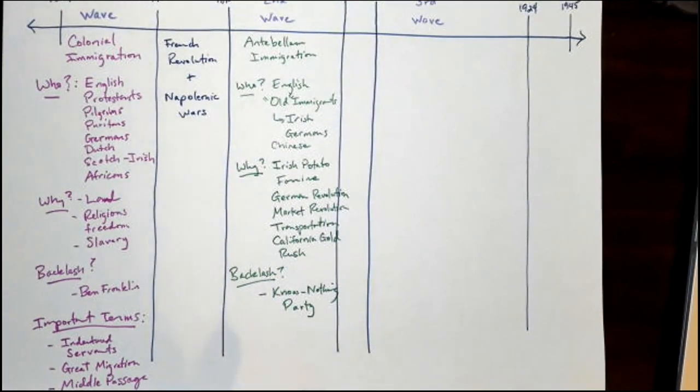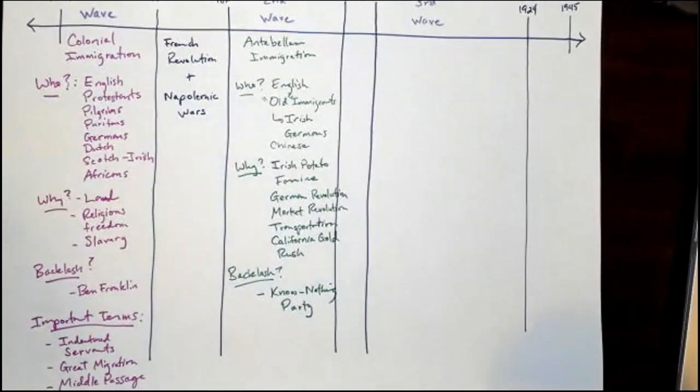As far as laws, there are no specific laws. Once again, there aren't any laws in place that are really saying who can or cannot come. As long as you could afford the trip over, technically America still has an open door policy that allows anyone to come to this country.